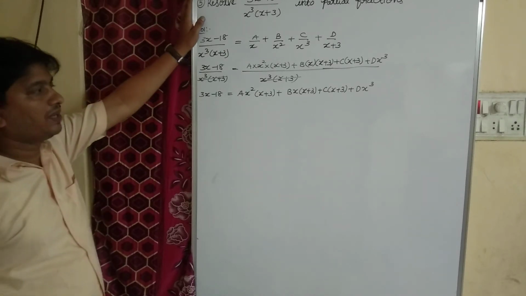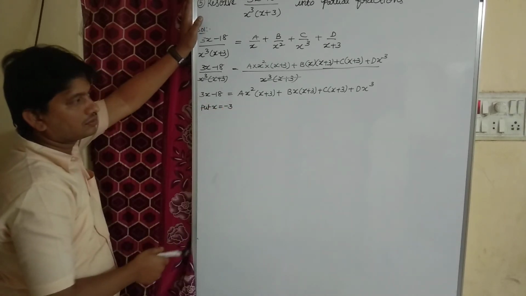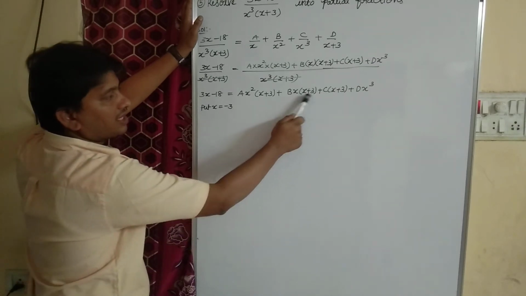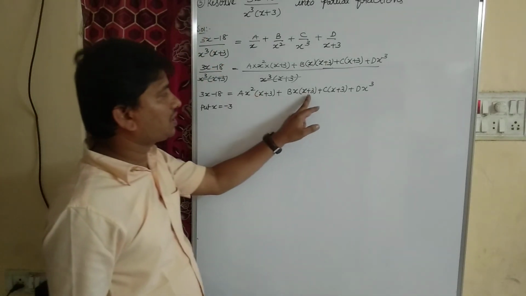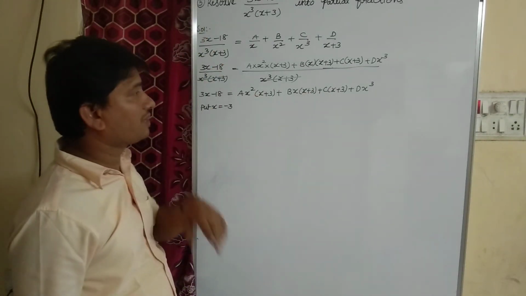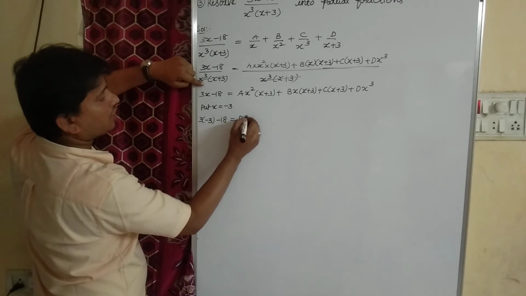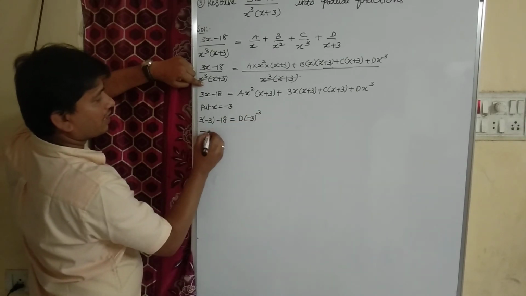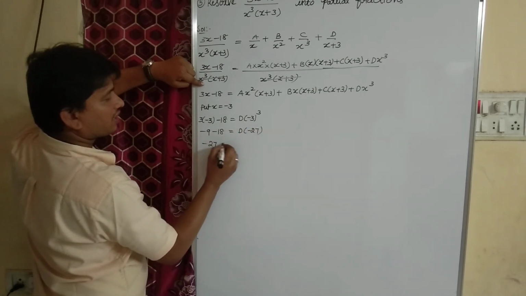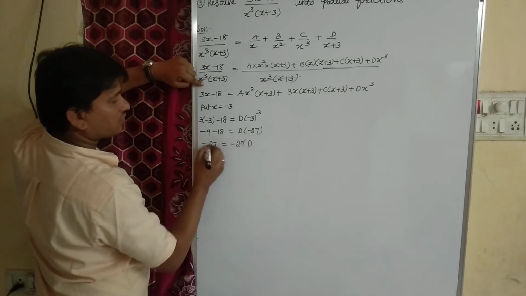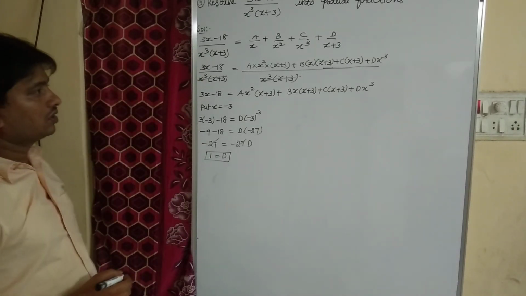Now what we will do, we will put x equal to minus 3. Minus 3 plus 3 is 0. The first three terms will become 0 because we have (x plus 3) in each, but we are substituting minus 3 in place of x. So only you will get the d value: 3 into minus 3 minus 18 equals d into (minus 3) whole cube. Minus 9 minus 18 equals d into minus 27. Minus 27 equals minus 27d. Minus 27 gets cancelled. What is the value of d? The d value is 1.